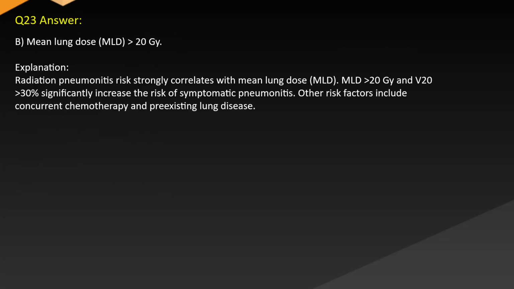Answer: B. Mean lung dose, MLD, above 20 Gy. Explanation: radiation pneumonitis risk strongly correlates with mean lung dose. MLD above 20 Gy and V30% significantly increase the risk of symptomatic pneumonitis. Other risk factors include concurrent chemotherapy and pre-existing lung disease.